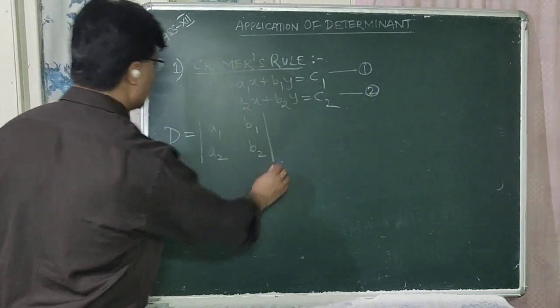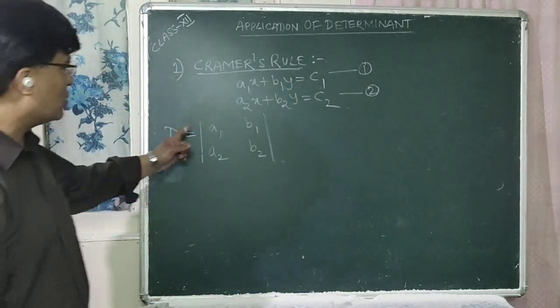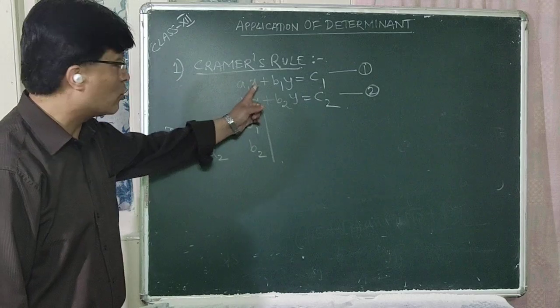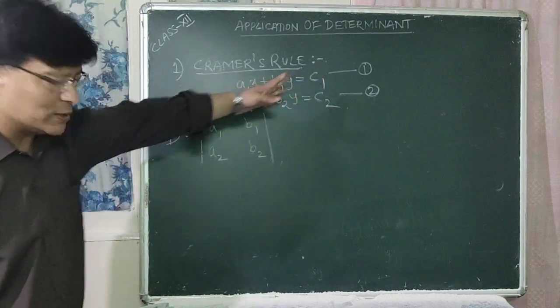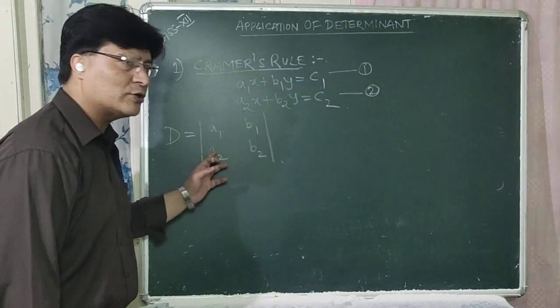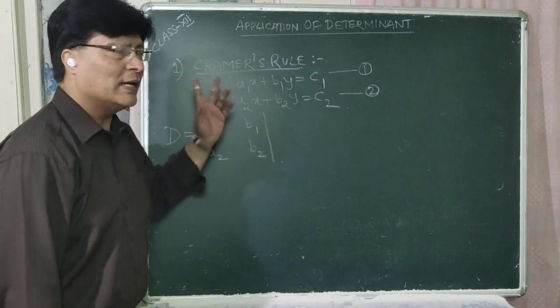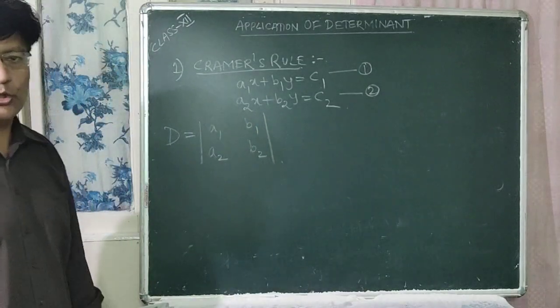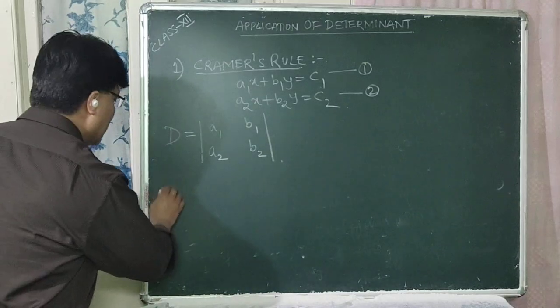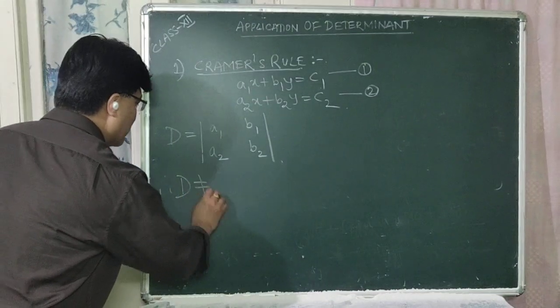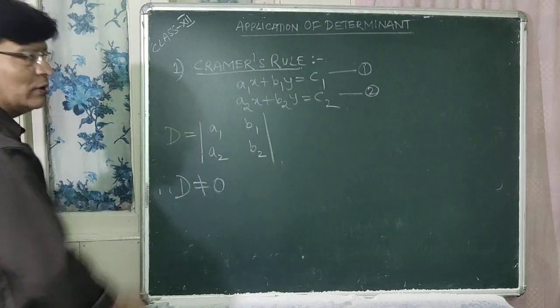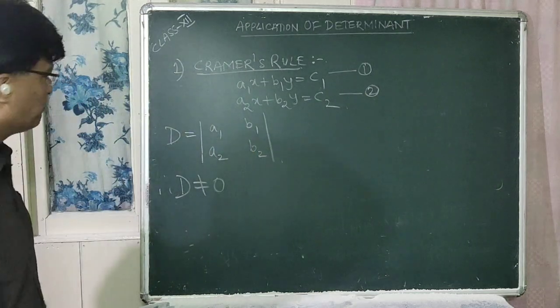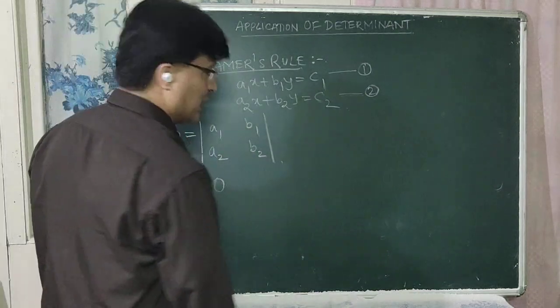So D is equal to what? In the first row you write a1, b1, the coefficients of x and y in the first equation, and in the second row you write a2, b2, the coefficients of x and y in equation number 2. And this D should not be equal to 0. And now you know how to expand it, isn't it?